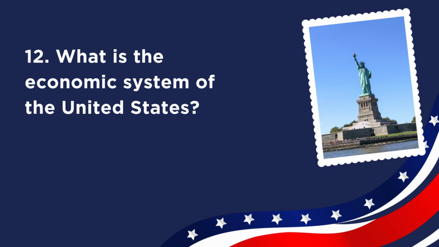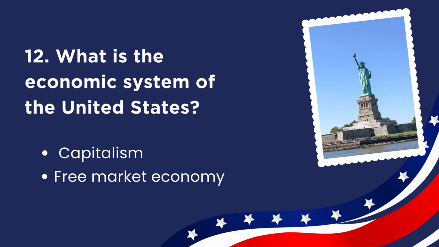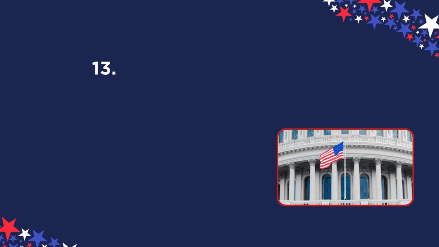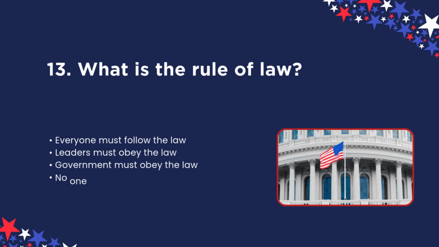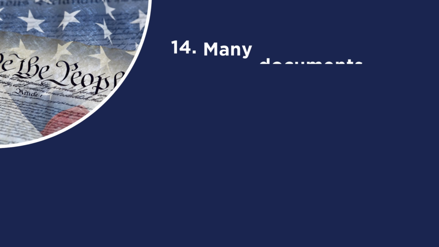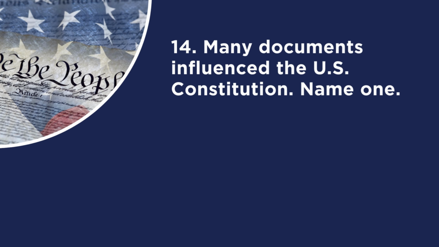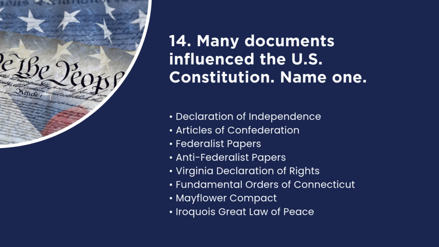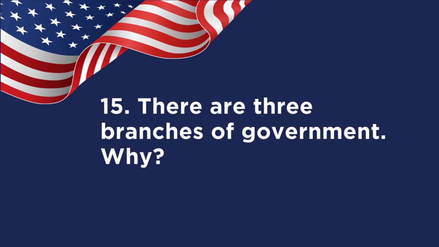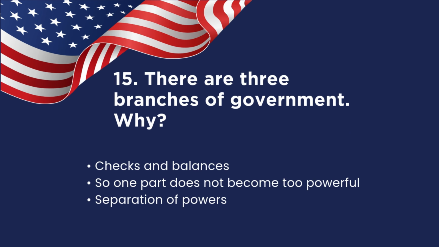What is the economic system of the United States? Capitalism. What is the rule of law? Everyone must follow the law. Many documents influenced the U.S. Constitution. Name one. Declaration of Independence. There are three branches of government. Why? Checks and balances.